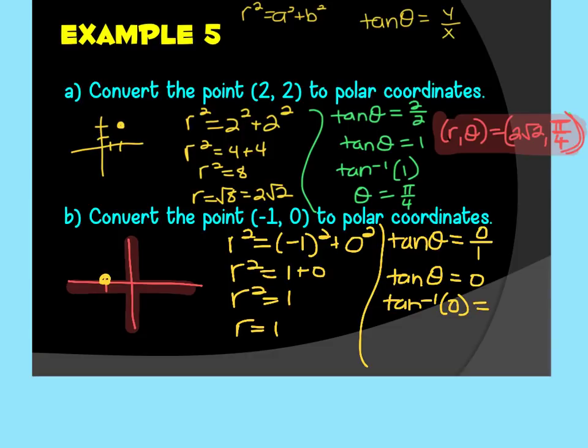Are you with me up to here? So r squared equals what? Negative 1 squared plus 0 squared. 1 plus 0 is 1. Square root of 1 is 1. Remember, we always keep the radius positive.